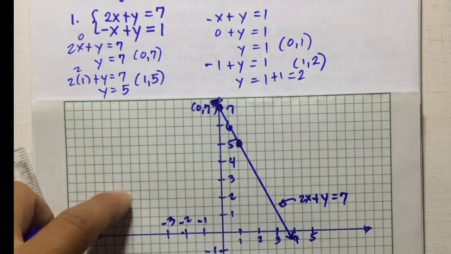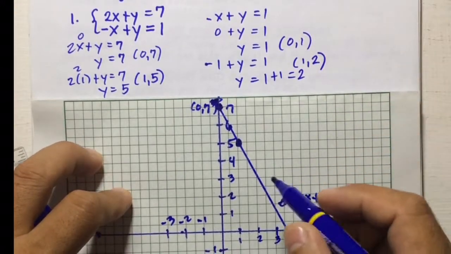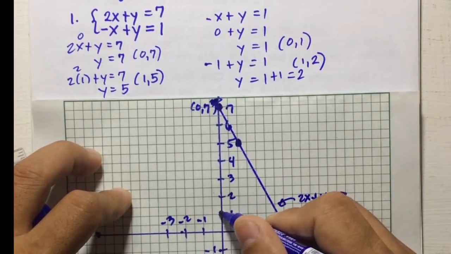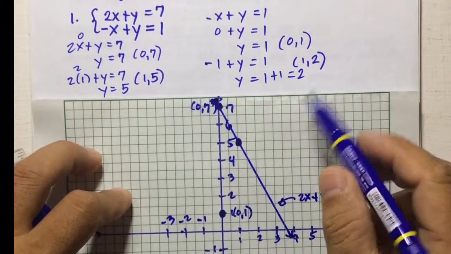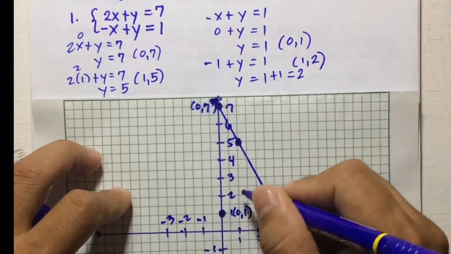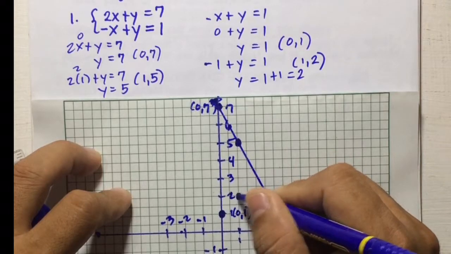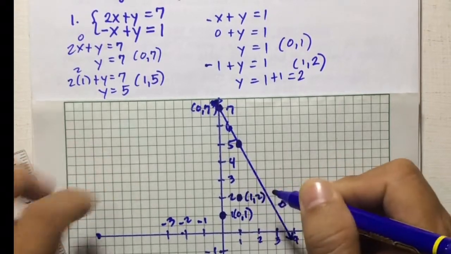Then the second equation, we have the first point 0, 1. Then the second point is 1, 2. So 1, then 2. Then connect.